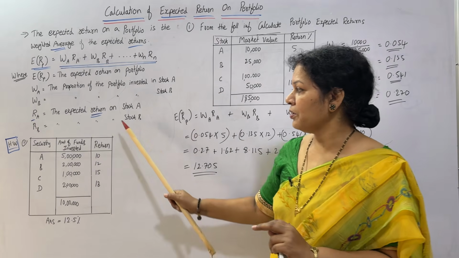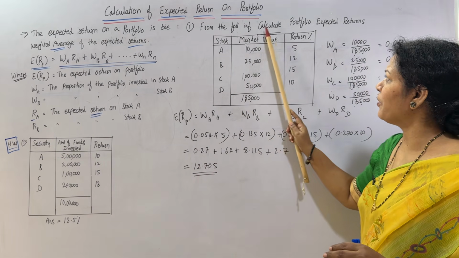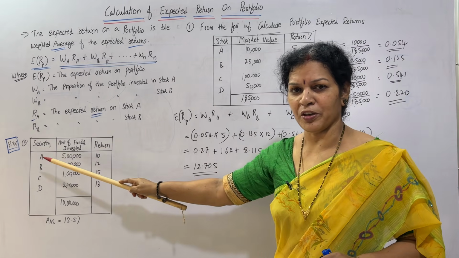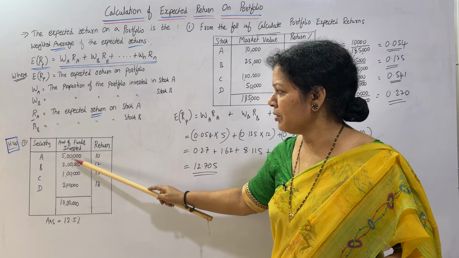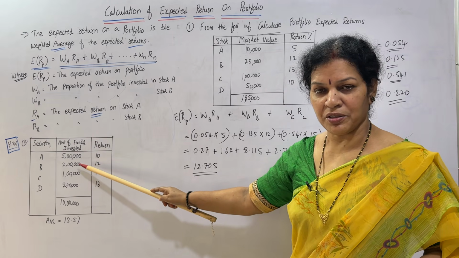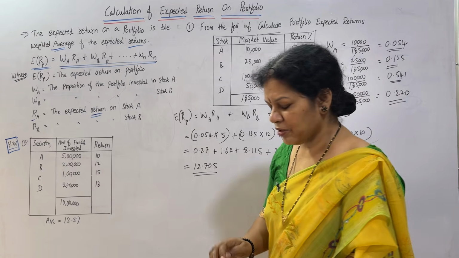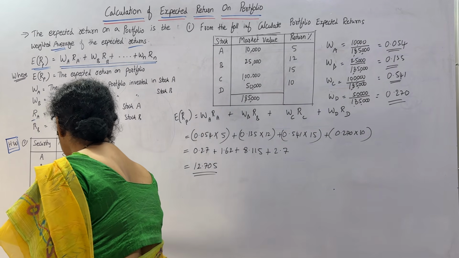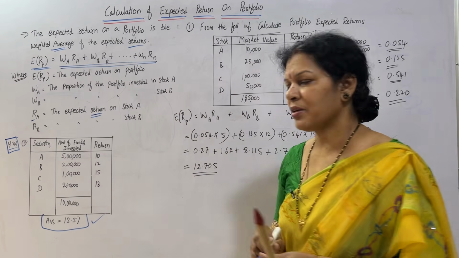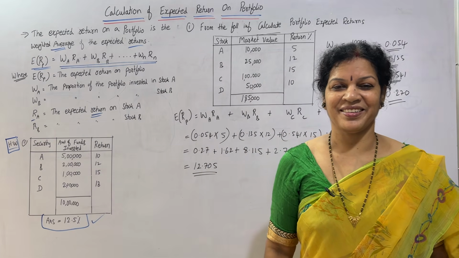If you understood, one problem is for your homework. Same thing, same problem. From the following information, calculate portfolio expected returns. How many securities are given, the amount of funds invested, and the return. Same like this you have to calculate. Your answer should be 12.5%. Okay. If your answer is this, then you are perfect.